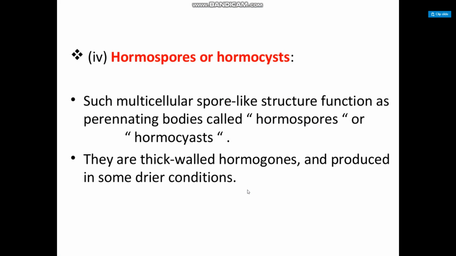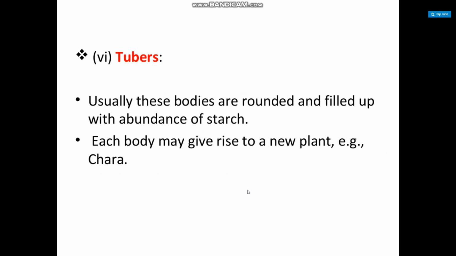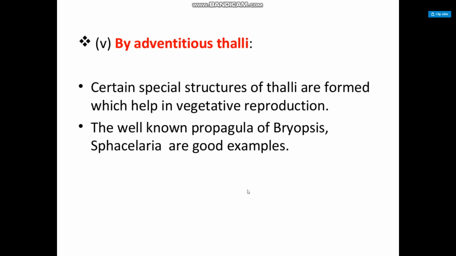Fourth one is hormocysts and hormospores. Such multicellular spore-like structures function as pre-germinating bodies called hormospores or hormocysts. They are thick-walled and are produced in drier conditions. Sixth one is tubers. Usually these bodies are rounded and filled with an abundance of starch. Each body may give rise to a new plant, for example Chara.